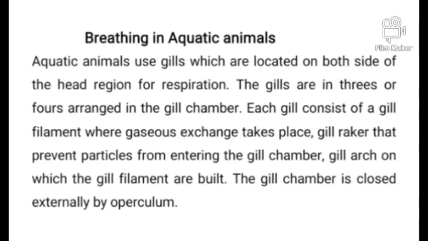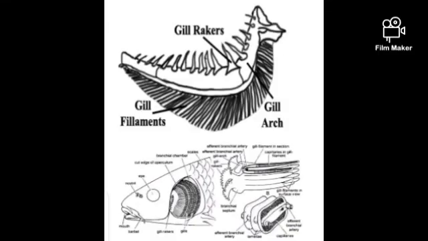Let's talk about breathing in aquatic animals. Aquatic animals use gills, which are located on both sides of the head region, for respiration. The gills are in three or four arranged in the gill chamber. Each gill consists of a gill filament where gaseous exchange takes place.